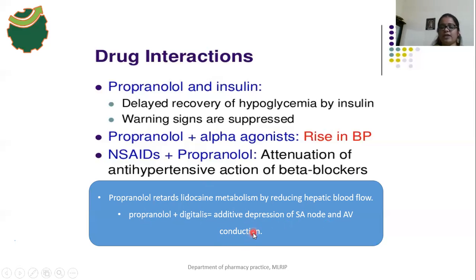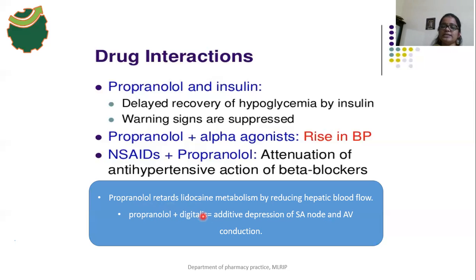It also inhibits AV conduction. Atrioventricular conduction is also inhibited by digitalis. So when propranolol is used along with digitalis, there is an additive depression of the SA node, and additive depression of AV conduction also occurs.